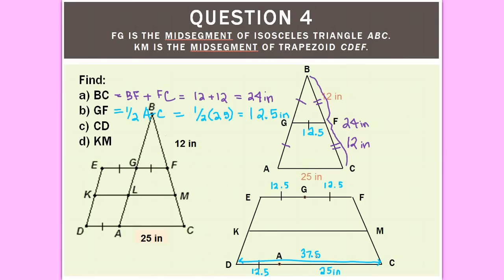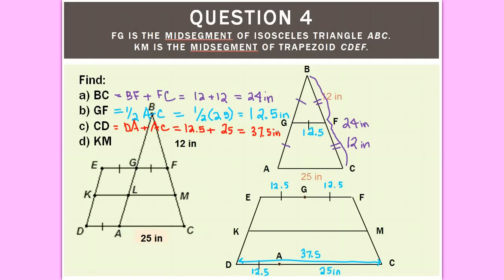And then now that we have some things labeled on our trapezoid, let's take a look at C. We are wanting to find segment CD. Oh, and look, see, I was actually jumping ahead of myself. We already found it. So let's just write out how we found that. CD we found by adding segment DA plus segment AC. So we added 12.5 plus 25, which gave us 37.5 inches. All right, one more to go.